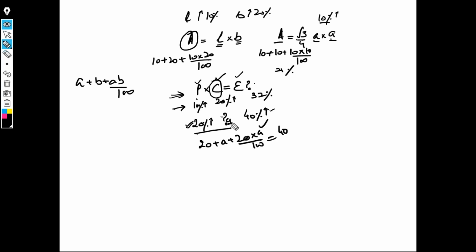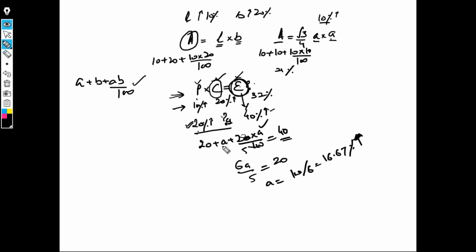So in order to find the percentage change in consumption, I took this value as A and I applied the formula A plus B plus AB upon 100 again. So 20 plus A plus 20 into A upon 100 gives me the change in expenditure, which is given to me as 40. Solve it. So this got cancelled out. 6A by 5 equals 20. So A comes out to be 100 by 6, which is 16.67%. So it gives me, with a positive sign, that consumption will increase by 16.67%.